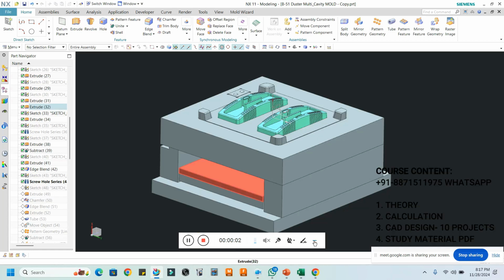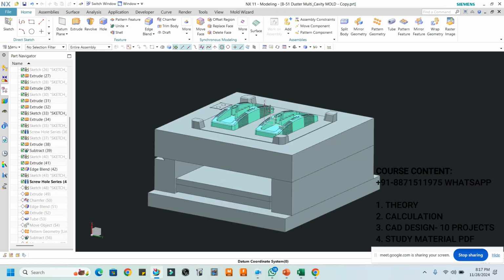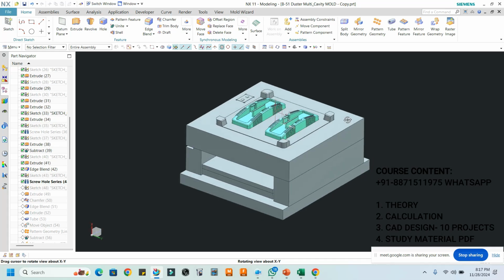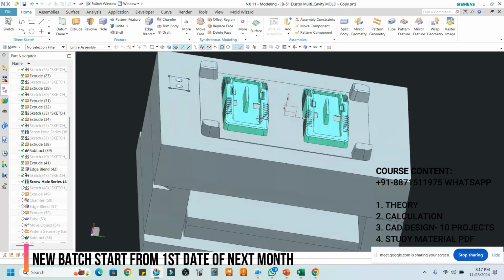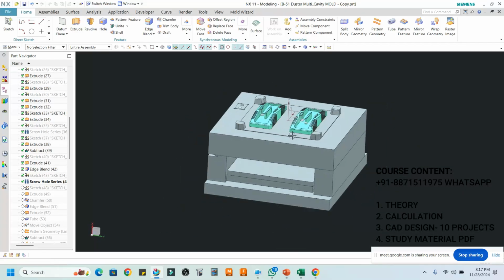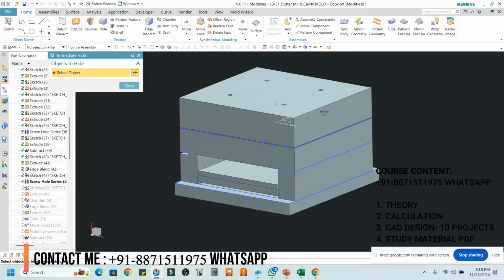Okay, so in the previous lecture, we were discussing the multi-cavity mold design. We discussed how to prepare the layout. So basically this is the two-cavity mold for which I am preparing the multi-cavity design, in which we have learned about the mold base system.